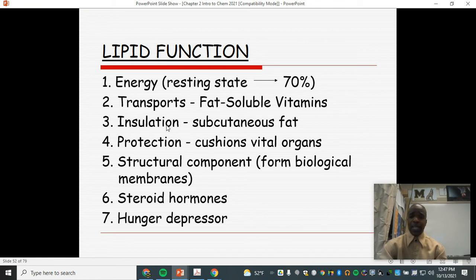The fat is also good at insulating us, subcutaneous fat. This is the fat that's underneath your skin and those different body parts. So it's insulation, keeping the heat in and keeping things out. Now, let's talk about protection. Protection meaning it cushions the vital organs.